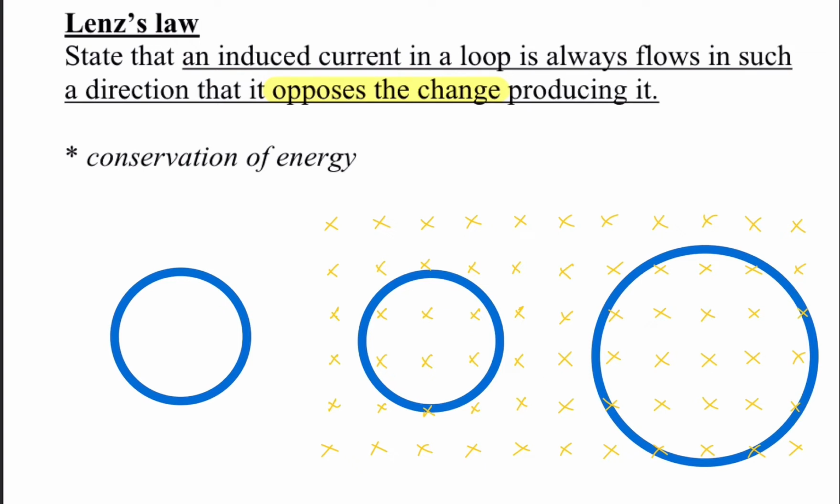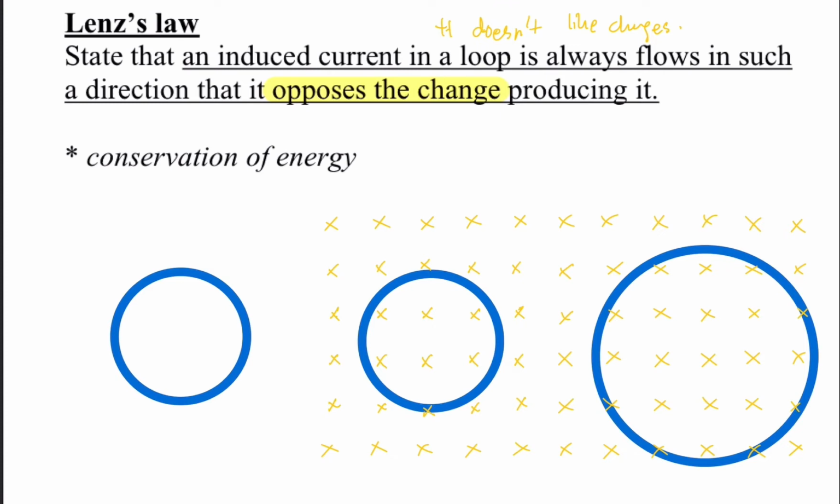Lenz's law states that induced current in a loop always flows in such a direction that it opposes the change producing it. In other words, according to Lenz's law, it doesn't like changes. Dia tak suka perubahan. So dia akan cuba lawan sehabis mungkin supaya there's no changes. So basically Lenz's law is an application of conservation of energy.